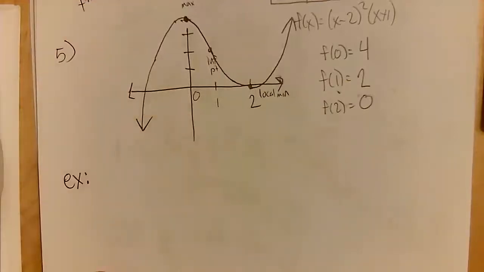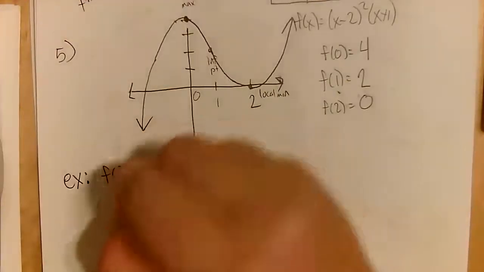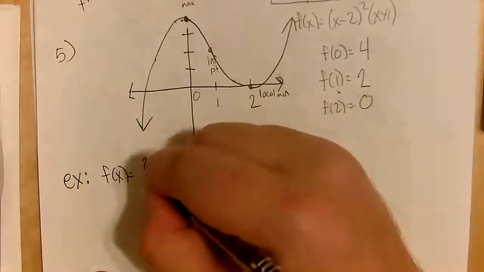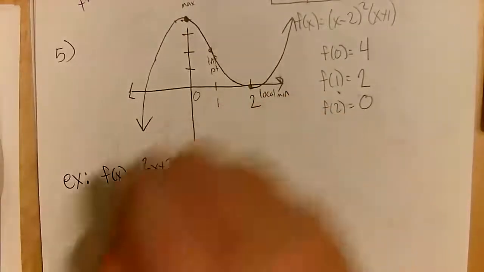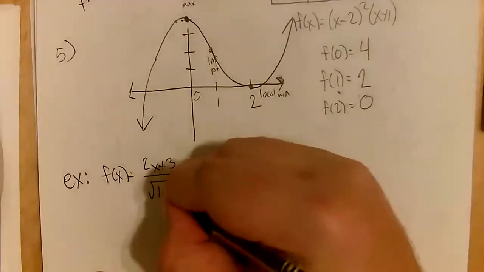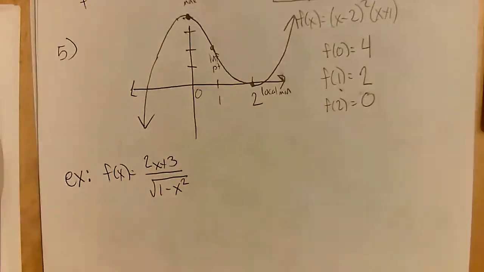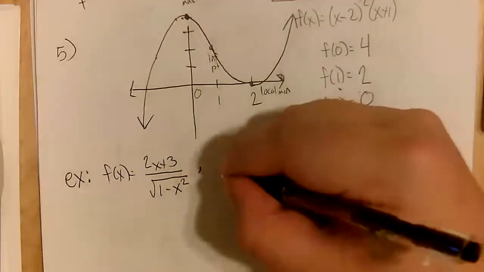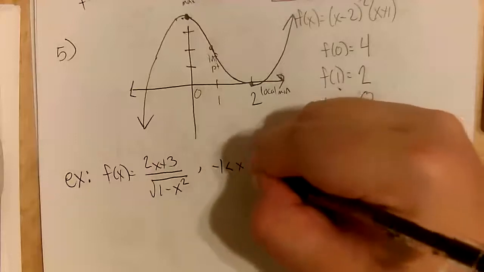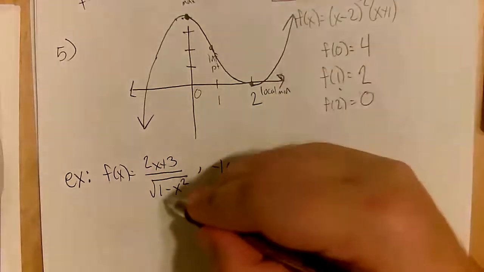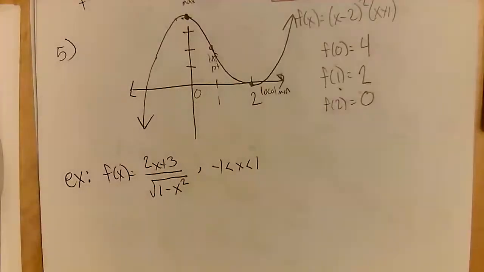All right, let's take a look at the function 2x plus 3 divided by the square root of 1 minus x squared. Now unlike the previous function, which was a polynomial, this function is actually going to have a limited domain, because if we get below -1 or above +1, then we're going to have a negative under the square root, and that will be a problem. So the domain of our function is going to be limited from -1 to 1.